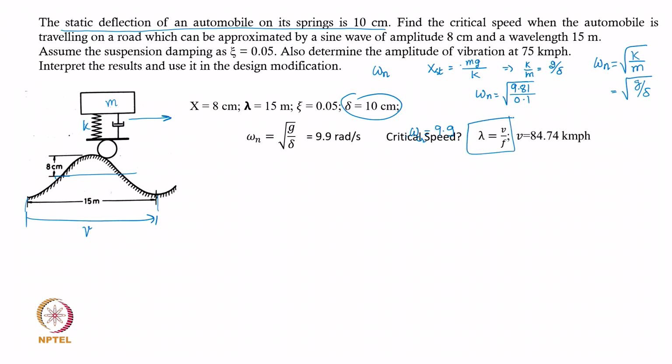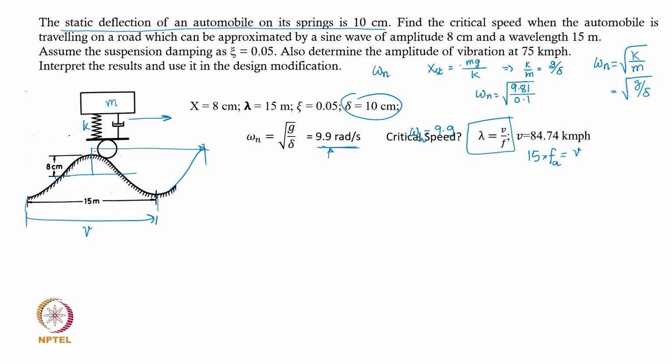Now, you need to be careful about choosing appropriate units for this. Okay. So, if you have this lambda as a wavelength which is given as 15 meters, multiplied by f is equal to the cruising speed. Now, this cruising speed is what we want to find out, right. Now, if you substitute this frequency in terms of radians per second, that would come from assuming that this critical frequency is going to correspond to the natural frequency of the system.